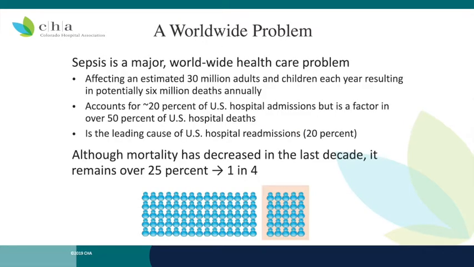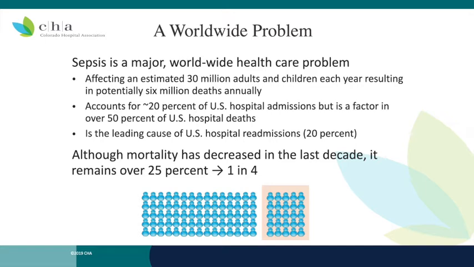Sepsis is a worldwide problem, and it is a problem here in the United States, affecting an estimated 30 million adults and children each year, resulting in potentially 6 million deaths annually. In the United States, it accounts for only approximately 20% of U.S.